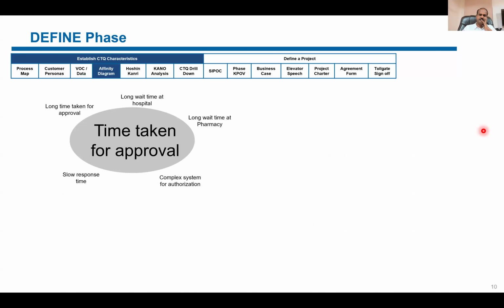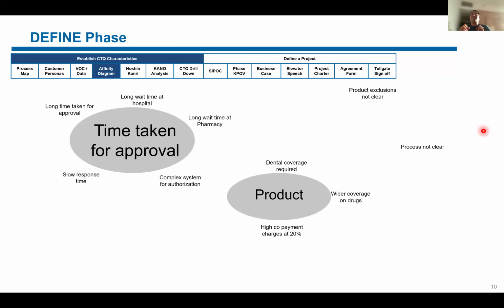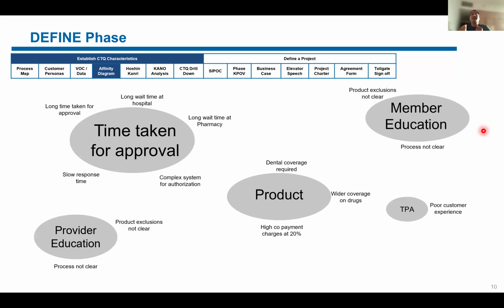As you see, time taken for approval is the biggest pain point for the members. And then what do they exactly mean? Long wait time for approval, long wait time at the hospital, at the pharmacy, etc. So this affinity diagram gives us four clear buckets as to where the problem is being faced by the customer or the member, and some of the associated reasons as to what exactly is meant by the difficulty that the customer is facing.